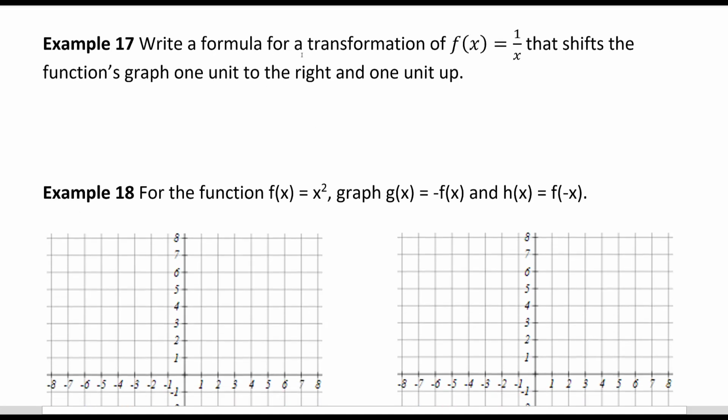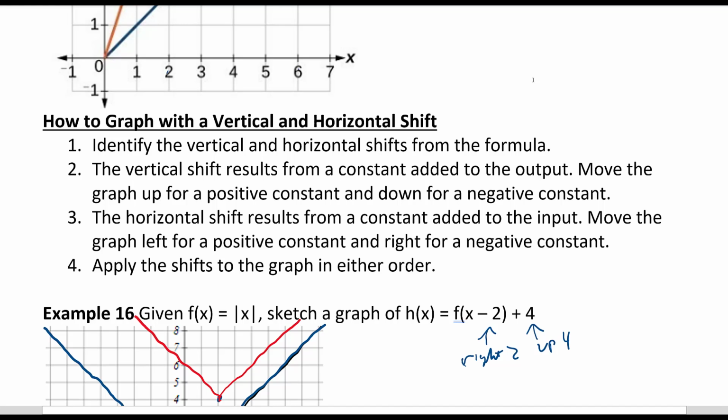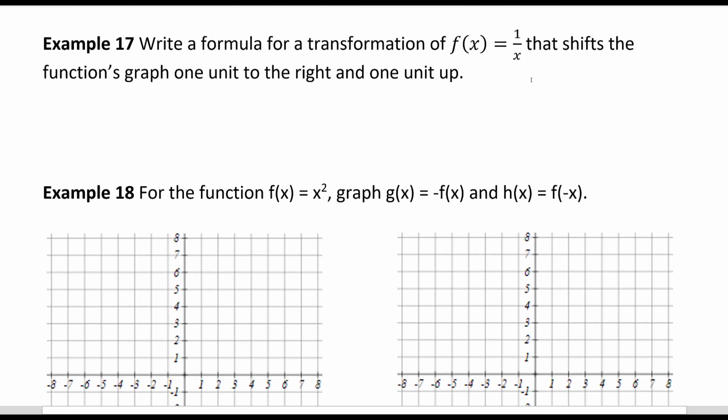Write a formula for a transformation of f of x equals 1/2 x. This shifts the function graph 1 unit to the right and 1 unit up. So let's see how they listed it. Okay, they did h. I was going to do g. So g of x would be 1 over, so we're affecting the input part, so we're going to go to the right 1, so it'll be x minus 1, then plus 1. That's it.